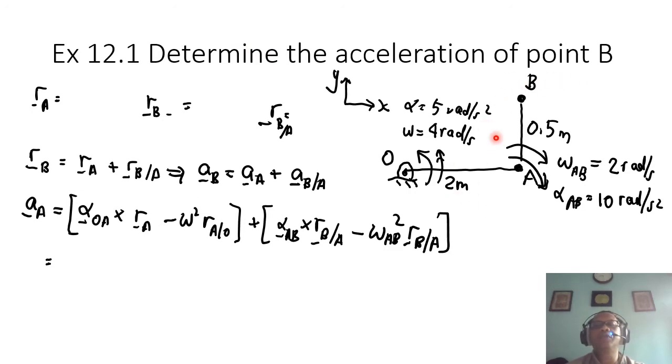So the first thing to do is find the position vector of each component. So we know what RA is, position vector of A, it is 2 meter to the right. So we can now write that 2 meter to the right is 2i.